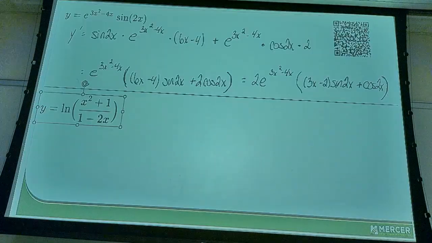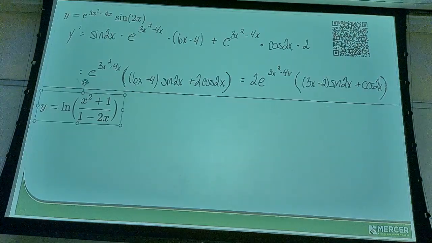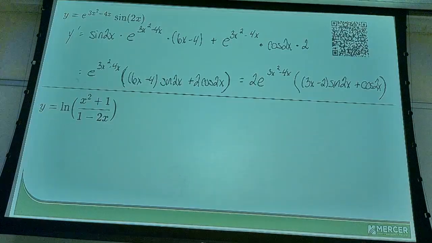What kind of function are we dealing with? Natural log. What does the rule say? It's 1 over the inside function times the derivative of the inside function. When you go to take the derivative of that function, what are you going to have to use? Quotient rule. You can do that. That's perfectly fine.